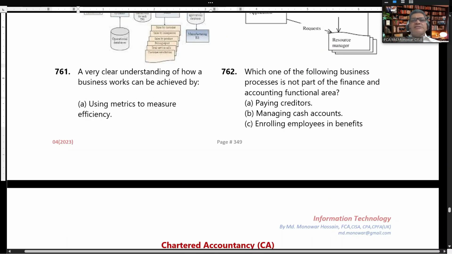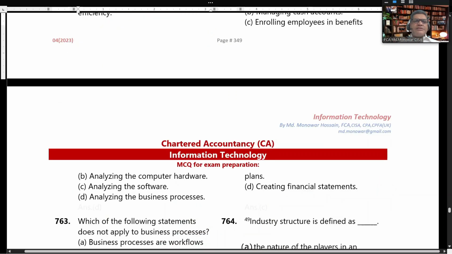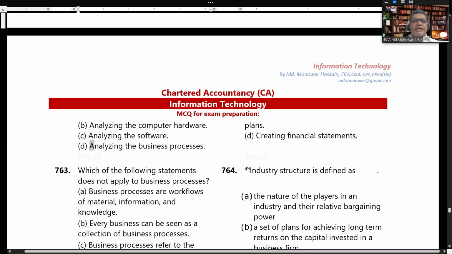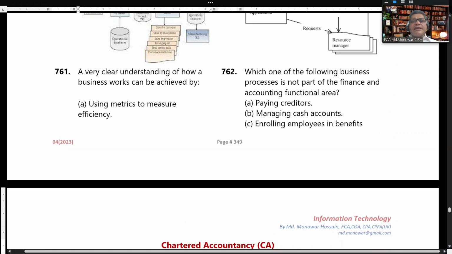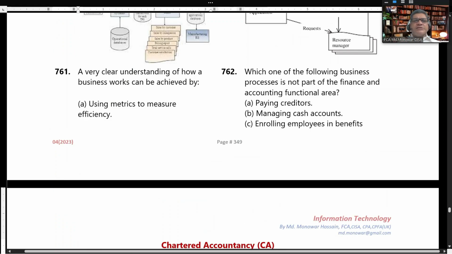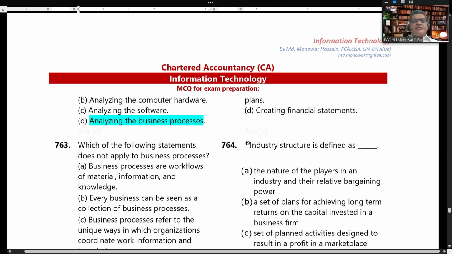A very clear understanding of how a business works can be achieved by, there are four answers, using metrics, achieved by analyzing the business process. The question is that a very clear understanding of how a business works and achieves can be known by analyzing the business process. It cannot be known by software analysis, or hardware analysis, or by using metric efficiency. The answer is D.